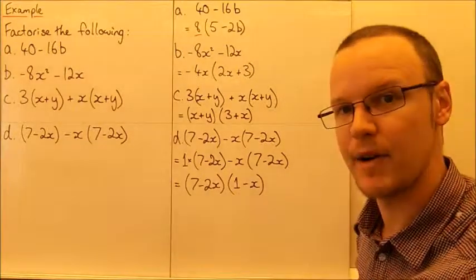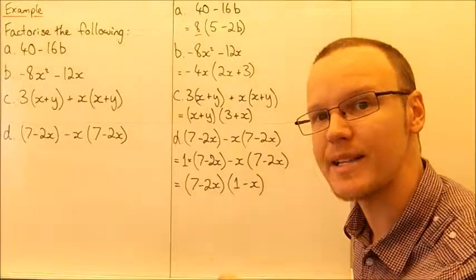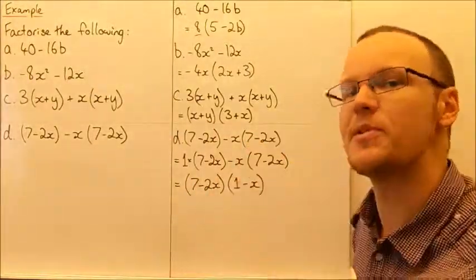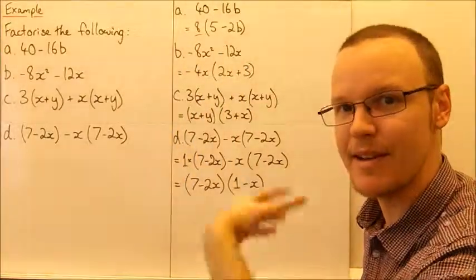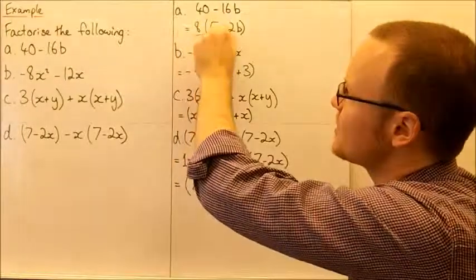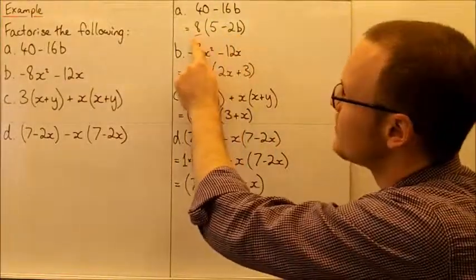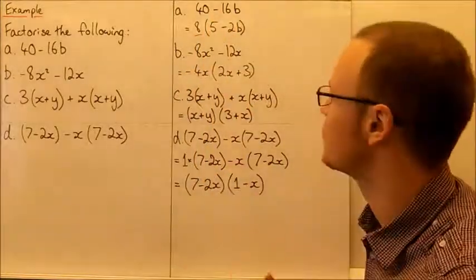Let's expand it out very quickly to check that we've done it correctly, because remember that factorisation is the opposite process to expanding. If we expand a factorised expression, then we should get what we started with. So 8 times 5 is 40, very good. Minus 2b times 8 is going to be minus 16b, which is what we started with.